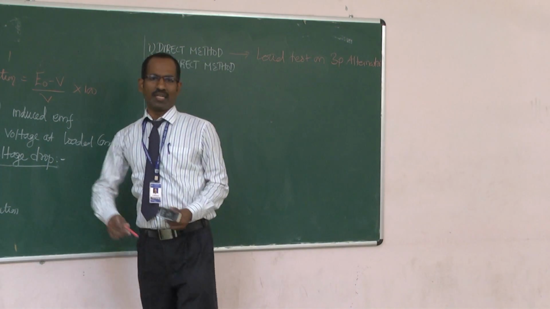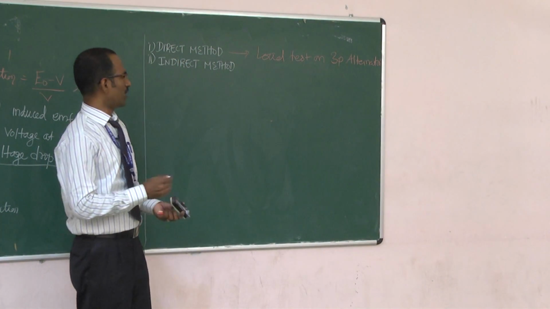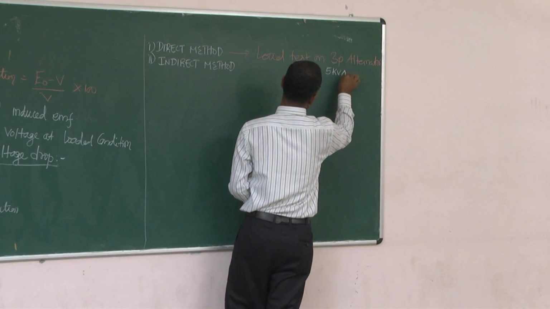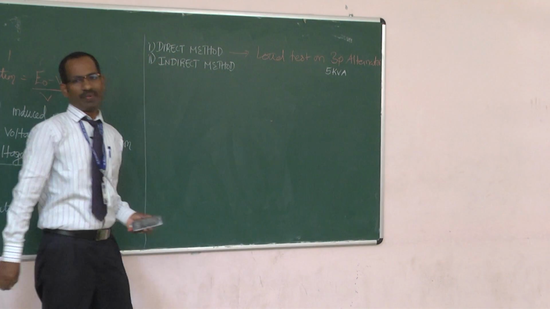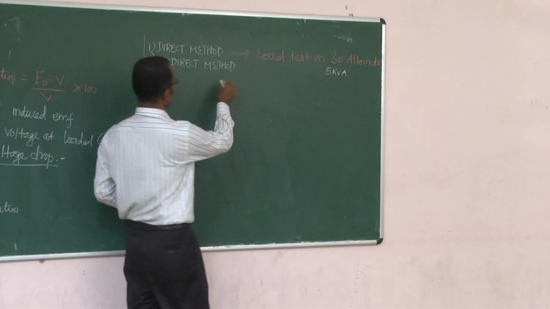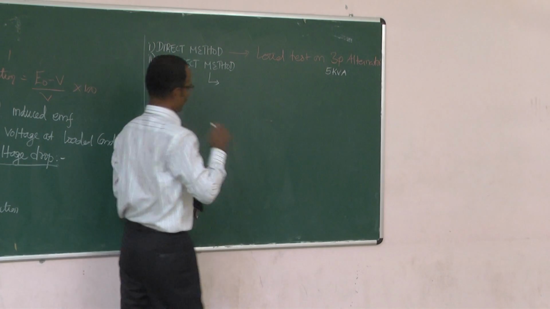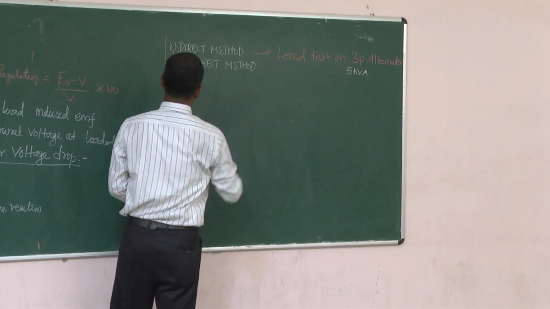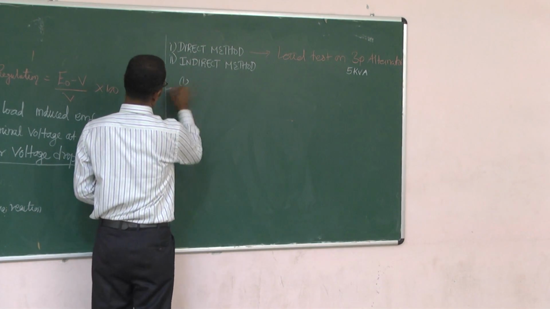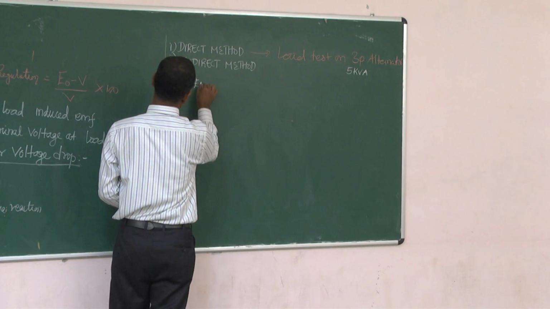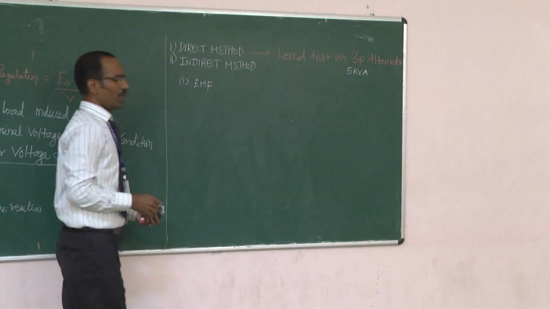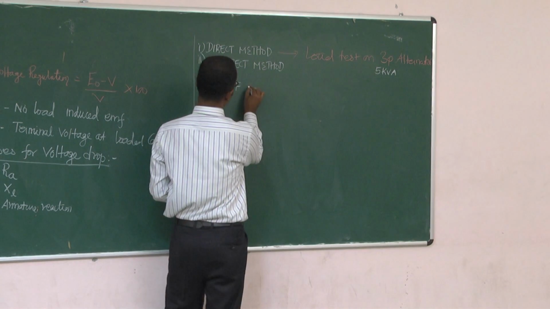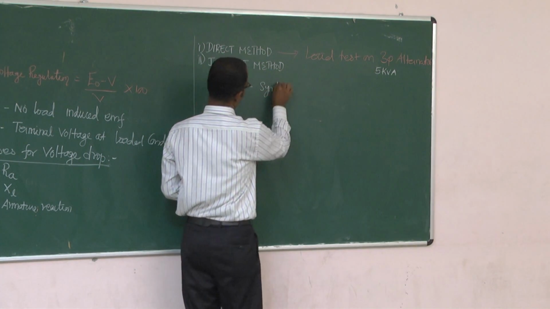We can find the voltage regulation by the direct test if the alternator power rating is less than 5 kVA. If the power rating of the machine is greater than 5 kVA, we cannot use the direct method. We will go for the indirect methods. Four methods are available in the indirect method category. First one, the EMF method. The expansion is electromotive force method, or it is called the synchronous impedance method.